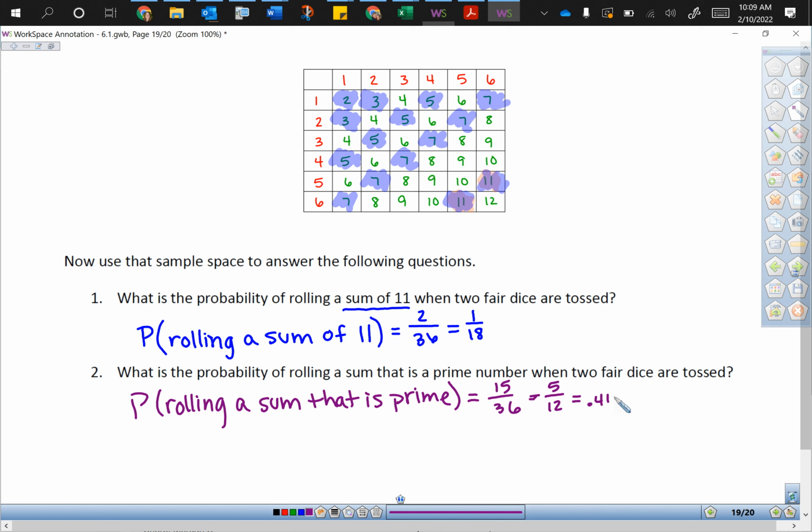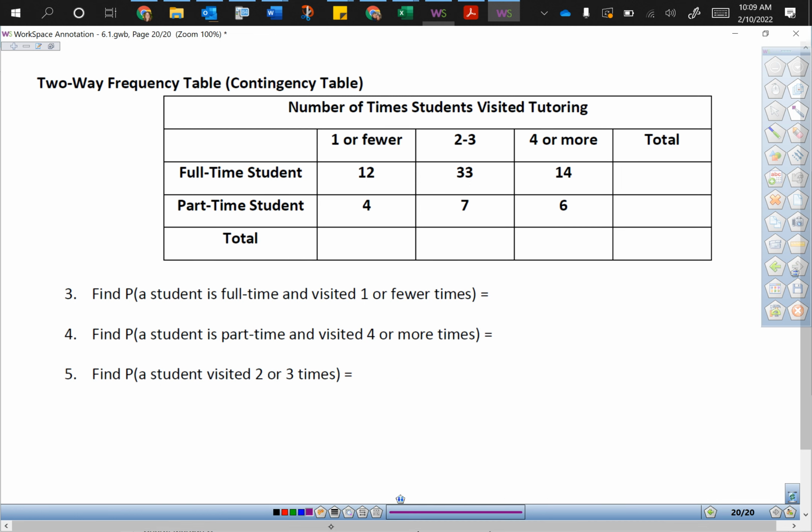It's just unlikely. Last thing we're going to talk about is a two-way frequency table, also known as a contingency table. Okay, so here I have a table for you, and it says the number of times students visited tutoring. Now we are comparing full-time students to part-time students, and there are 3 different categories here. They visited tutoring 1 or fewer times, between 2 to 3 times, and 4 or more times.